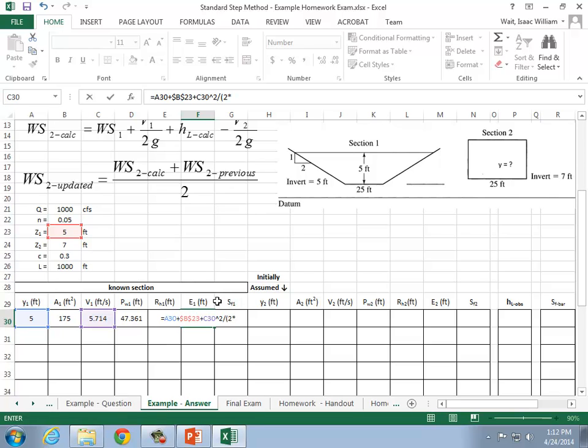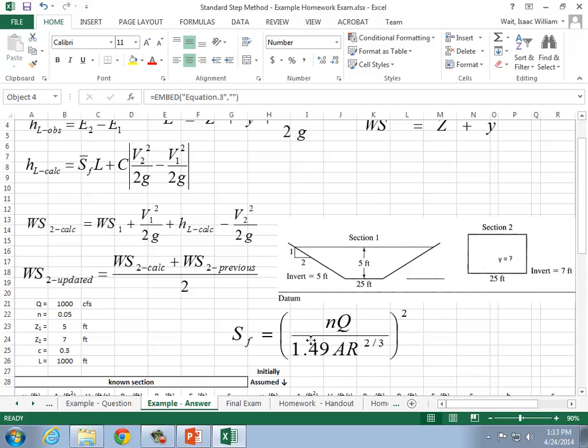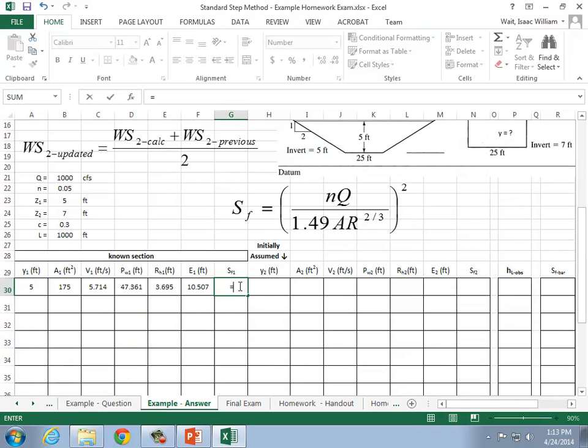Since we're working with BG units, British gravitational, we have to use 32.2 for g, since it's 32.2 feet per second squared. So then we've got the energy at 1, and the slope of the energy grade line at 1 is based on, using Manning's equation, I'll drag it down here just so it's easier to view as I type it in. It is the n value times Q divided by 1.49, and that's what we have for traditional units. That 1.49 factor doesn't apply in SI units. Times the area times the hydraulic radius to the 2/3 power, and then all of that is squared.